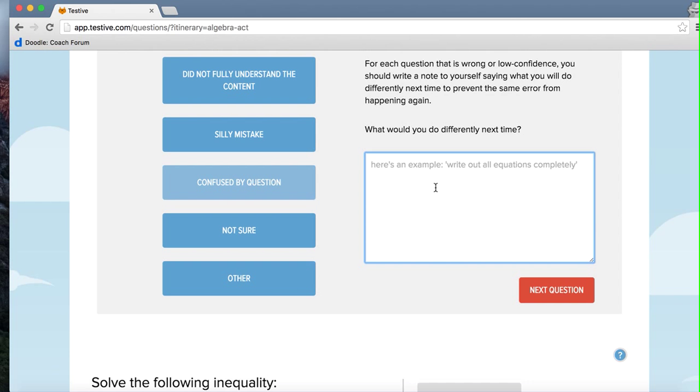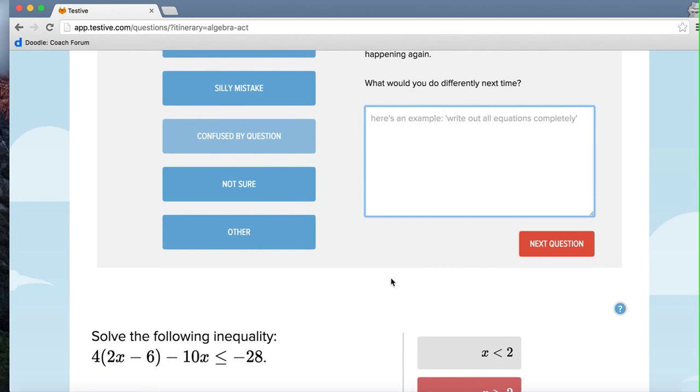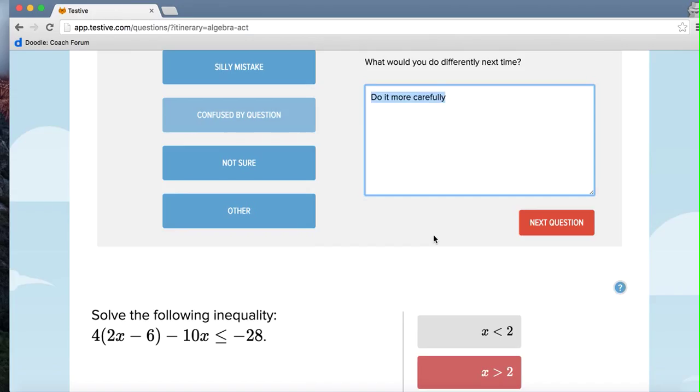And in your review note, you want to be as specific as possible. As a coach, I don't like seeing "IDK" or "I got it wrong" or anything like "just do it more carefully." Anything like that is true, but that's true of any question. You want to be as specific as possible. So this question is talking about inequalities. I want to write: make sure to distribute the 4 to the first term in parentheses. So that's something specific.